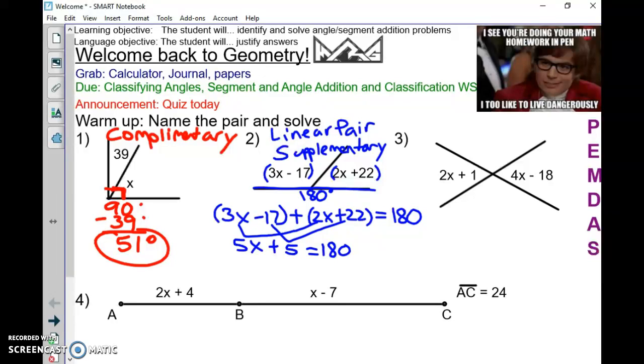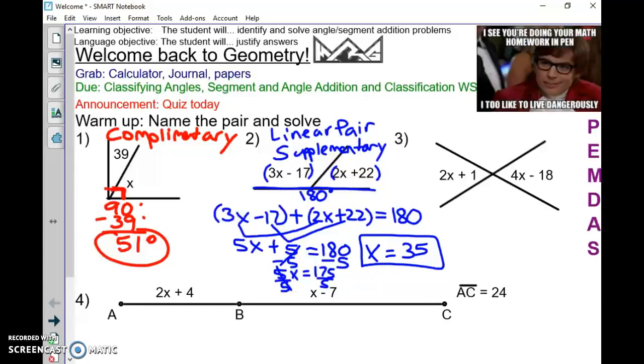I need to get rid of my loner first, which is the positive 5. I'm going to subtract 5. So 5x equals 175. And what would my last step be to get rid of that coefficient? Okay, divide. So when I divide by 5, x is going to equal 35. Again, when you set these up and you're adding multiple things, you're probably going to have to combine some like terms first. Once you combine like terms, it's a little bit easier to go from there.